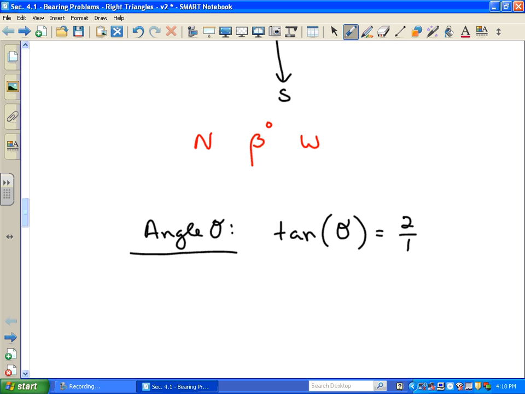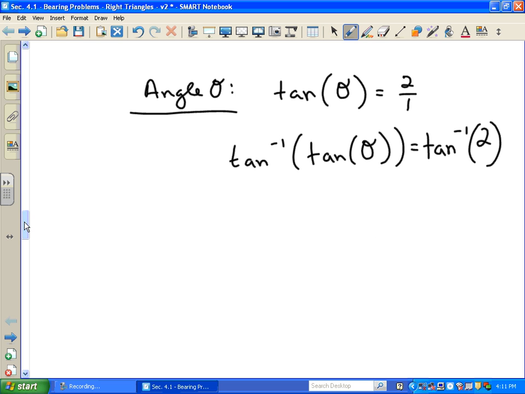And so to solve this, I need to take the inverse of both sides. And so this would be angle O equals, and then I can plug tangent inverse into my calculator. That would give me 63.434948882, and that's in degrees.